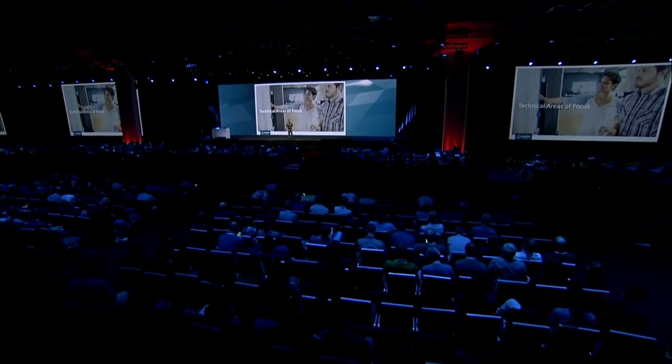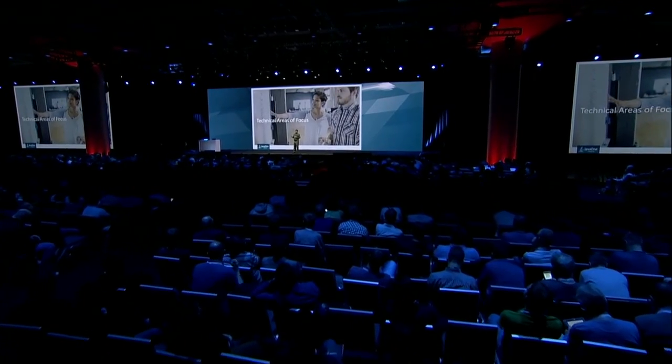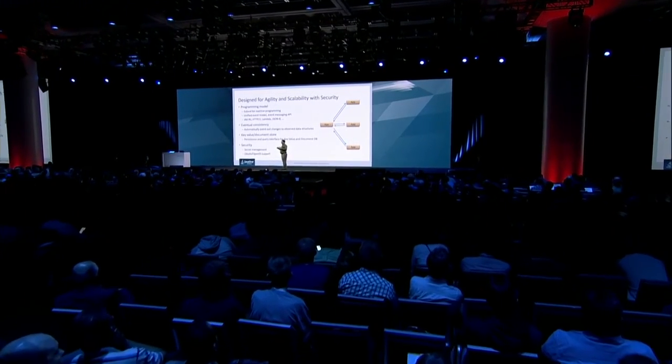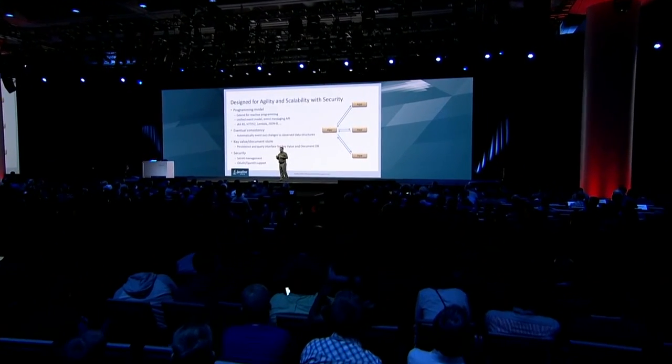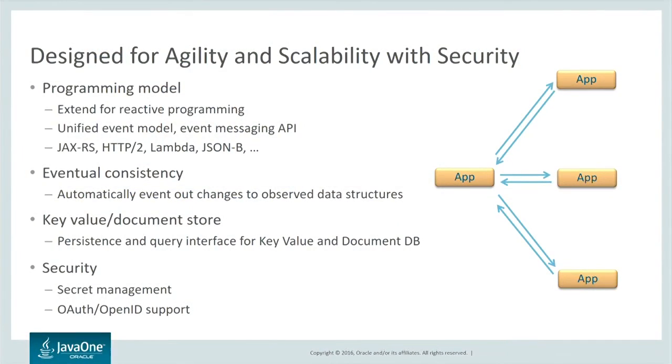So let's step into some technical areas of focus. What are we planning to do to address the challenges that I just mentioned? So first and foremost, the programming model itself. The programming model has to change. We are looking at reactive-style programming that's centered around distributed data streams. So the reactive programming model will be extended in JAX-RS, JSON binding, JPA, and many other specifications. We also plan to bring in the benefits of HTTP 2.0, Lambda from Java SE.